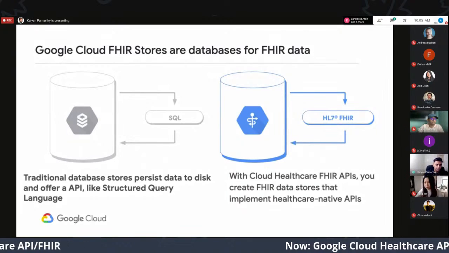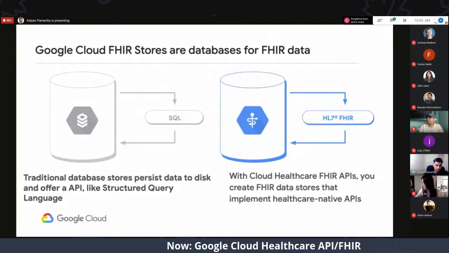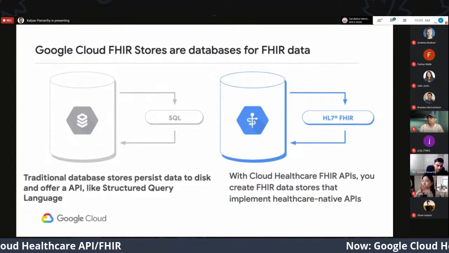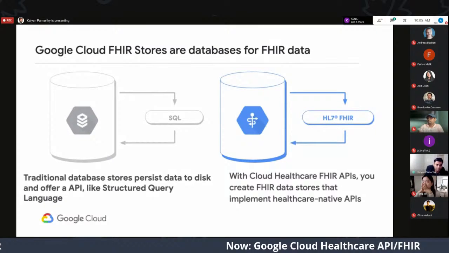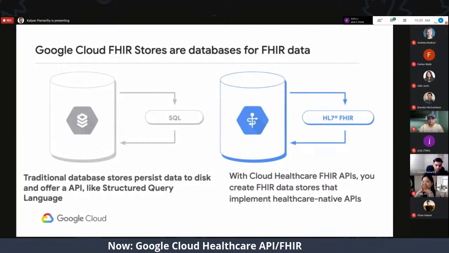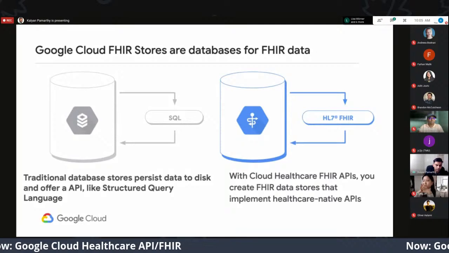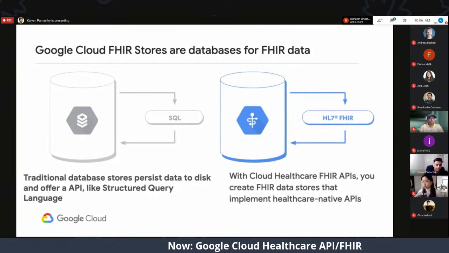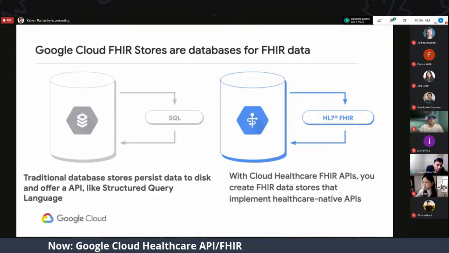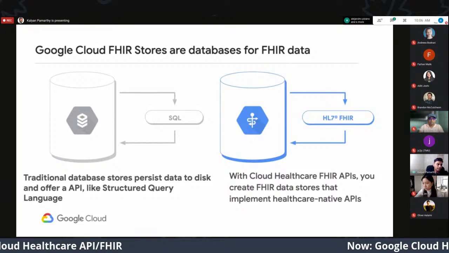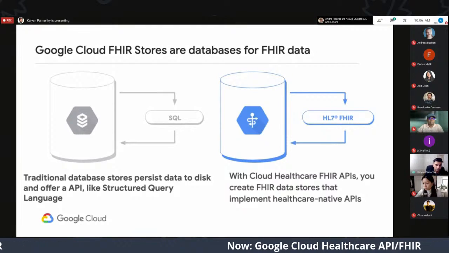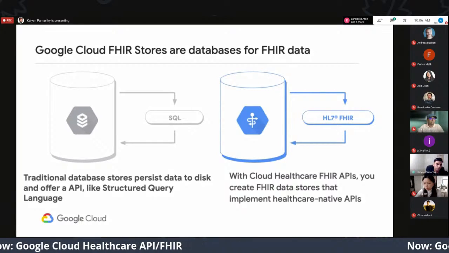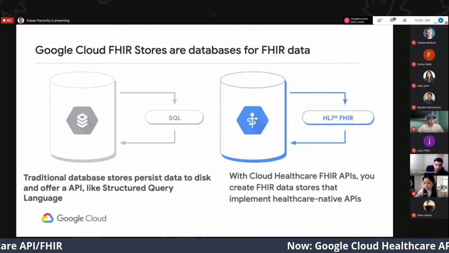And as you all know, in traditional databases, you're storing data to a disk, and you're using something like SQL to access the data. The analog in the Cloud HealthKit API is this FHIR store, right? And the data is stored and accessed in the standard FHIR JSON format, and we support all the standard FHIR REST API interactions. And so the way you interact with this data is the standard FHIR REST API calls. So you don't need to learn any new languages, and anybody who is working with FHIR can access the data in the FHIR stores.